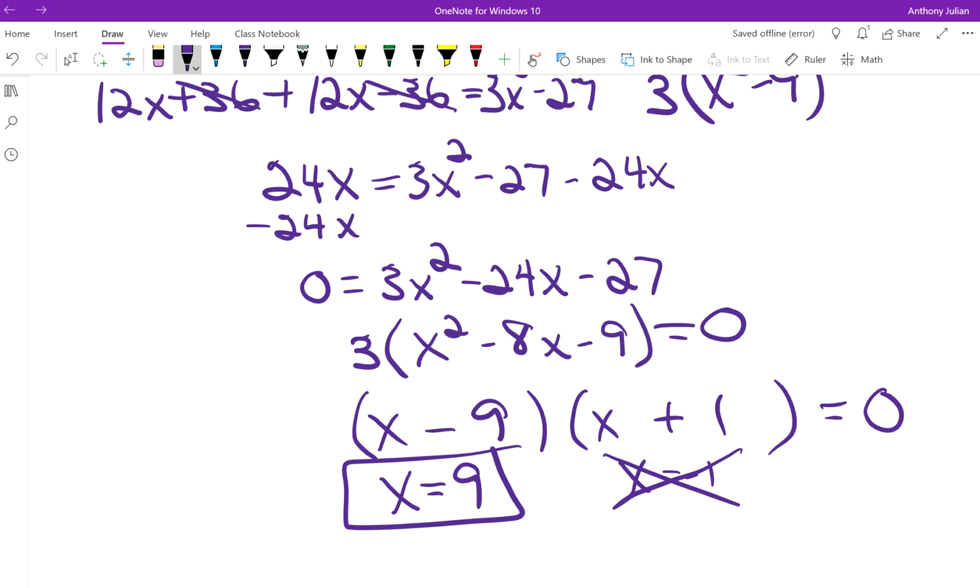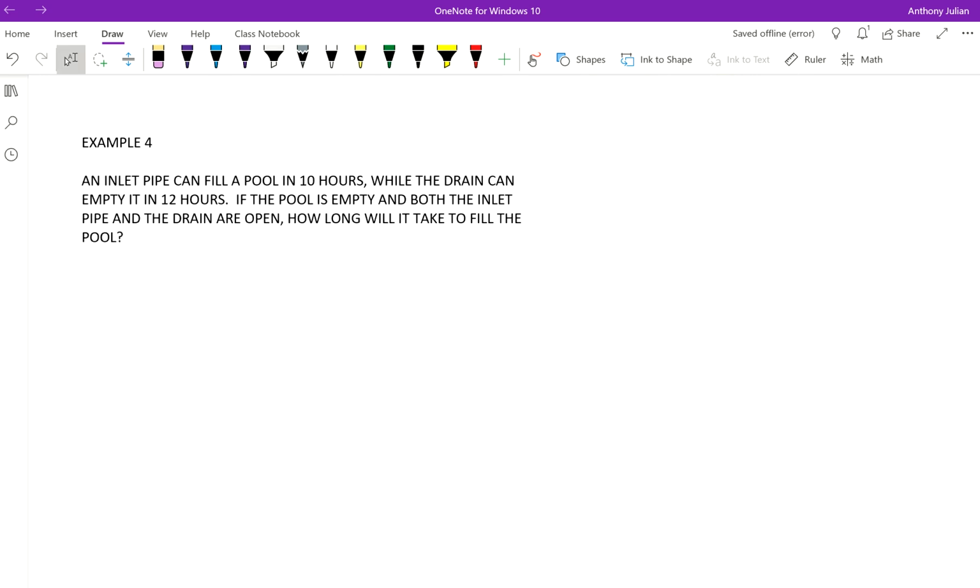Okay. Let's go on to our next one. Number 4. An inlet pipe can fill a pool in 10 hours while the drain can empty it in 12 hours. If the pool is empty and both the inlet pipe and the drain are open, how long will it take to fill the pool?